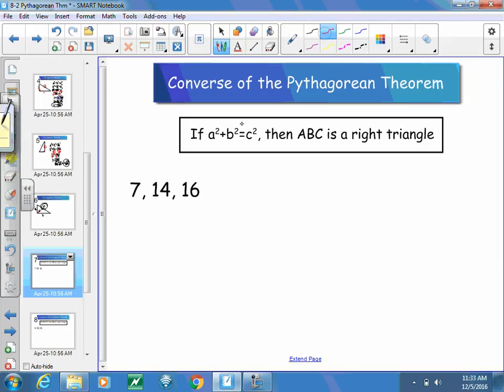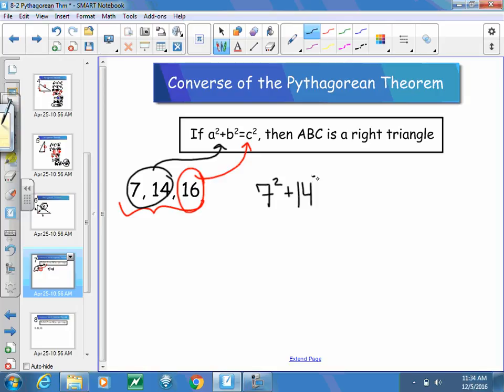So what I have right here is 3 lengths of a triangle, and what we're trying to do is determine whether it is a right triangle or not. Given that these are the 3 sides, if it is a right triangle, the longest side would have to be your hypotenuse. That would leave the other 2 sides to be your values of A and B. So if we want to check to see if this is a right triangle, we could plug it into our formula and take 7 squared plus 14 squared, and we'll see if we get 16 squared.